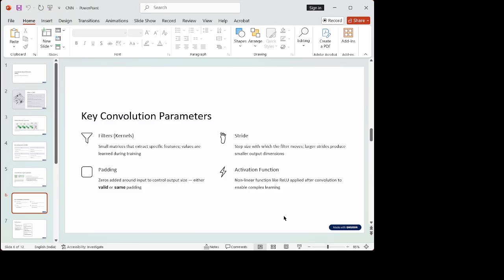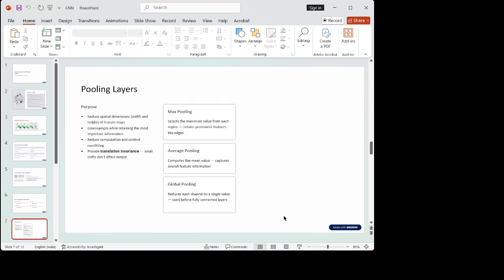In the activation function, after convolution, an activation function such as ReLU is commonly applied. This introduces non-linearity into the network. Otherwise, a non-linear function like ReLU can be applied after convolutions to enable complex learning.